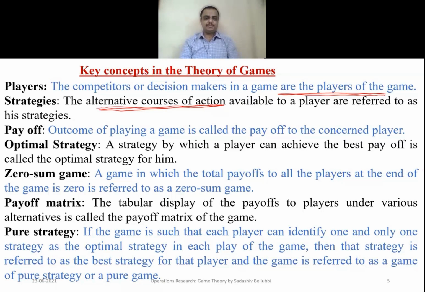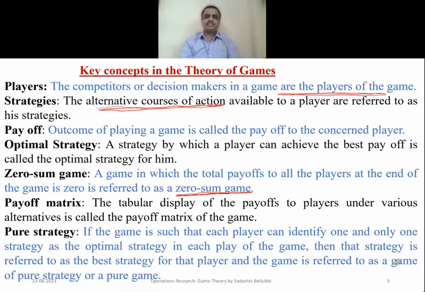Next one is the zero sum game. A game in which the total payoffs to the players at the end of the game is zero is referred to as a zero sum game. So if there are two players, the profit to one player is equal to the loss to the other player. That we call a zero sum game. Okay, payoff matrix: the tabular display of the payoffs to players under various alternatives is called the payoff matrix of the game.